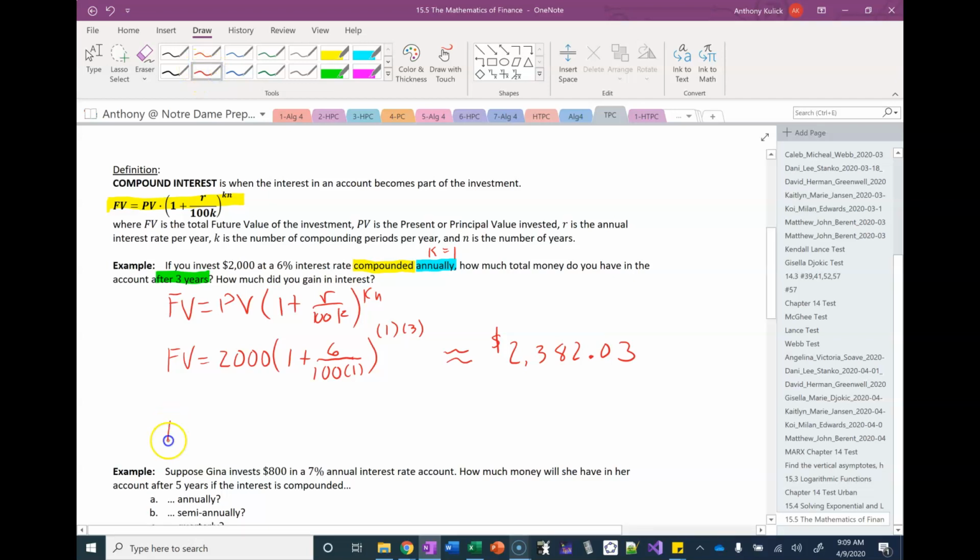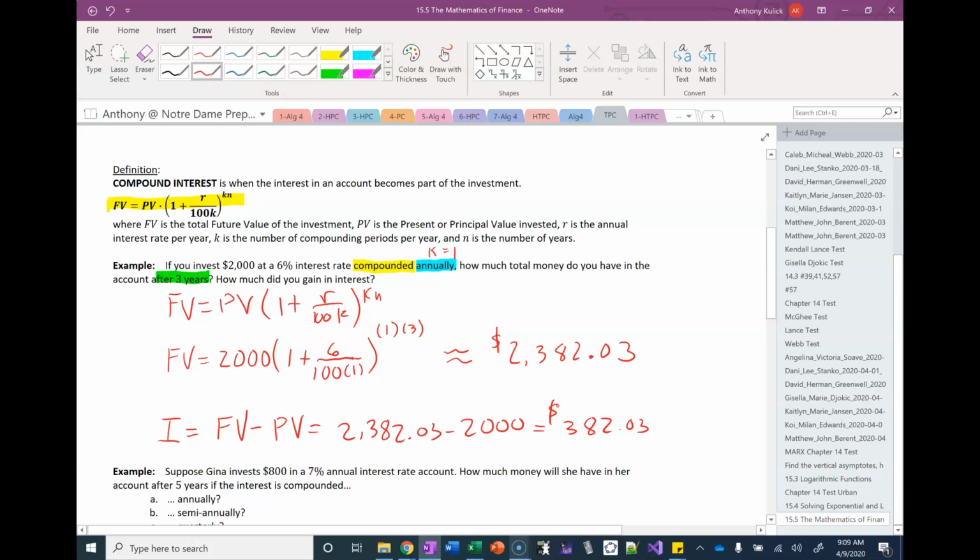If I want the interest, remember interest is going to equal our future value minus our present value. So that's $2,382.03 minus 2,000. So $382.03 was how much we made in interest.